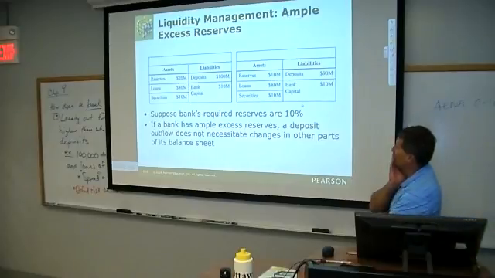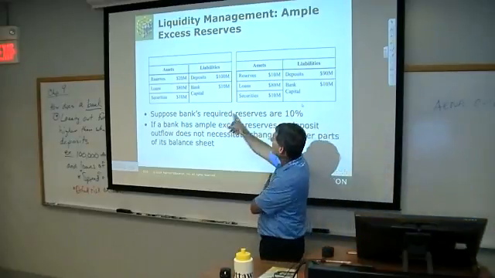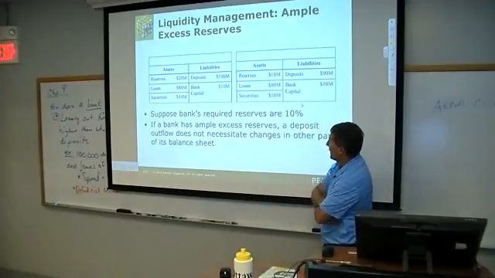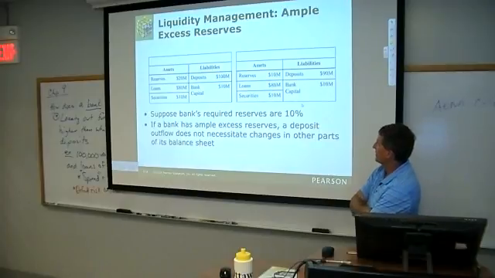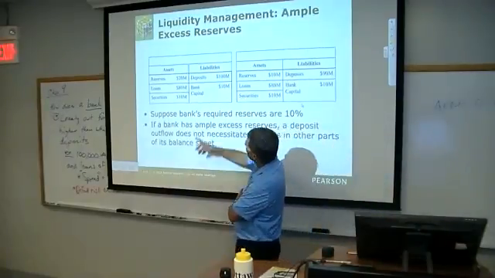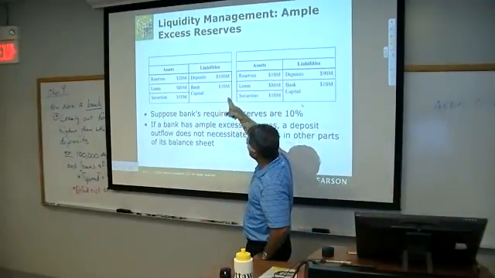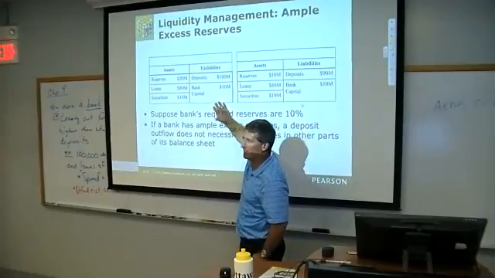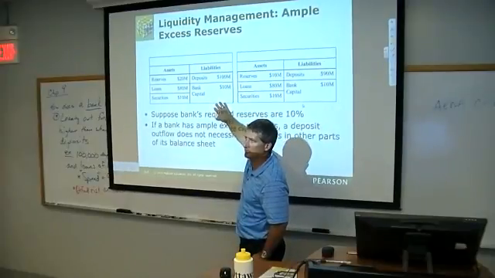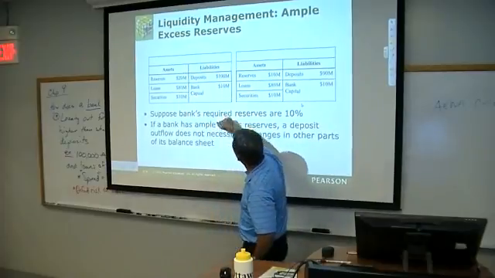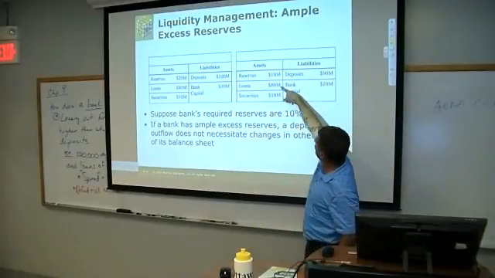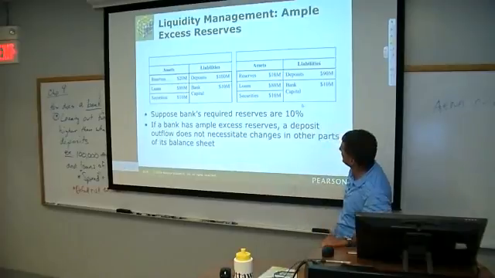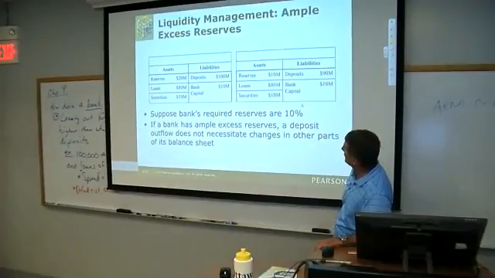So suppose that the Federal Reserve requires 10% be held back. If a bank has ample reserves, a deposit outflow does not necessitate changes in other parts of its balance sheet. So check it out here. Assets equal liabilities is usually a good thing to check. True or false with this bank? Assets equal liabilities? Good, right? 110, 110. And this bank over here, 100 million, 100 million. So they're balanced, right? This is an okay way to hold the bank.